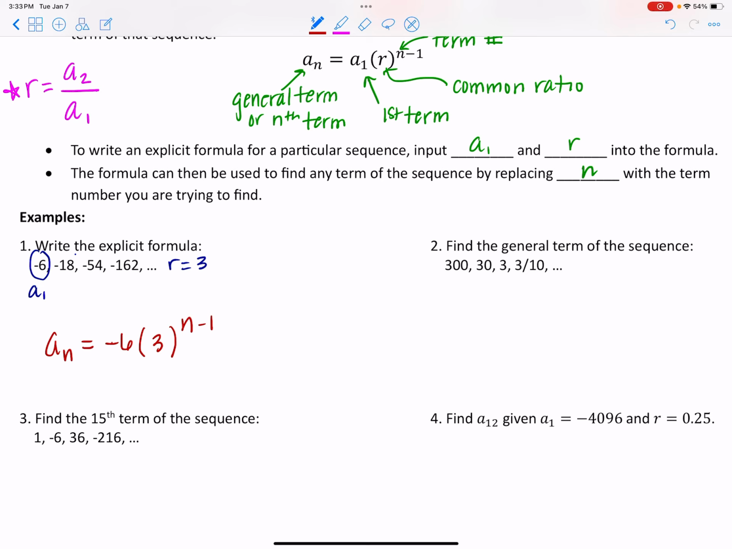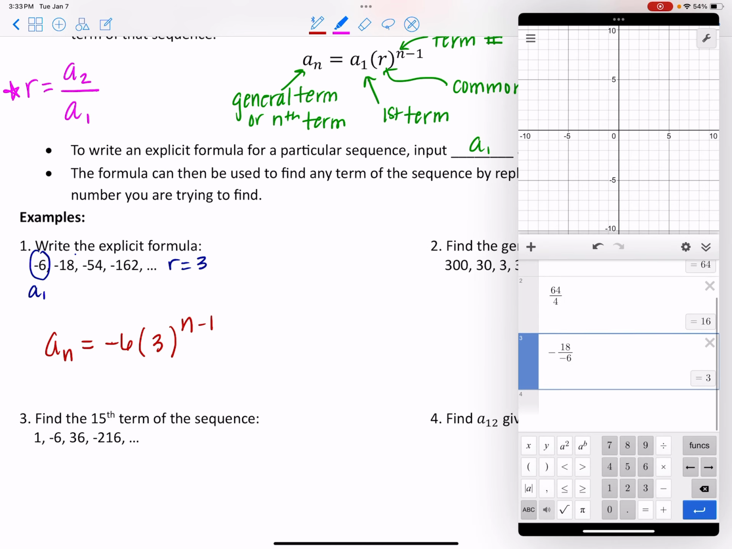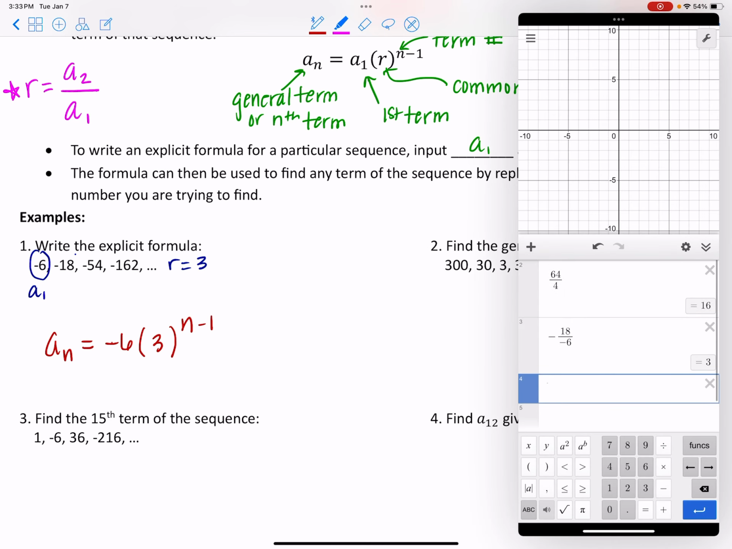If I plugged a 1 in for n, it should give me the first number on the list. If I plugged a 2 in for n, it should give me the second number. Plug a 3 in, I get the third number, and so on. So let me show you how that looks, just to verify my work.